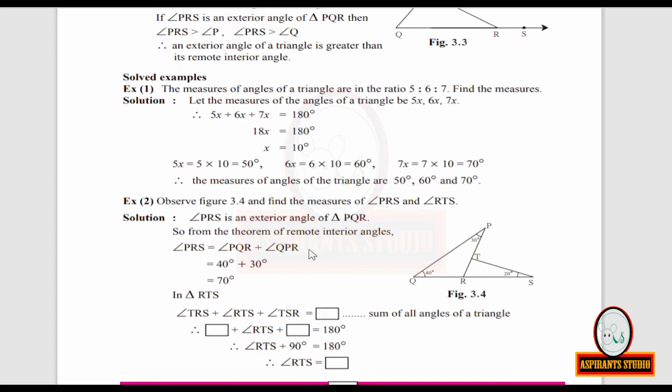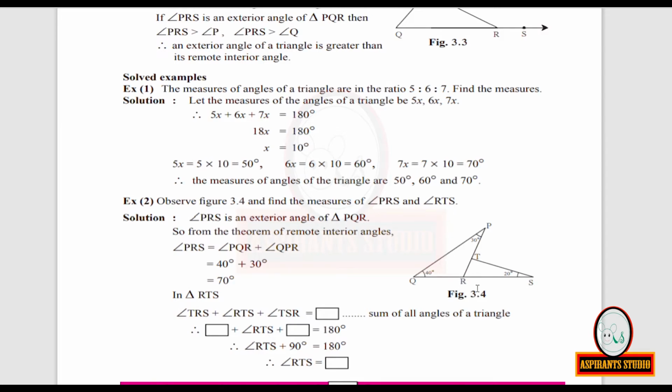Now substitute the values from the figure. We have measure of angle PQR to be 40 degrees, measure of angle QPR to be 30 degrees. Now 40 plus 30 will become 70. So we get measure of angle PRS is equal to 70 degrees. We have found the measure of the exterior angle PRS. That is one of the answers. Now next, our aim is to find measure of angle RTS.